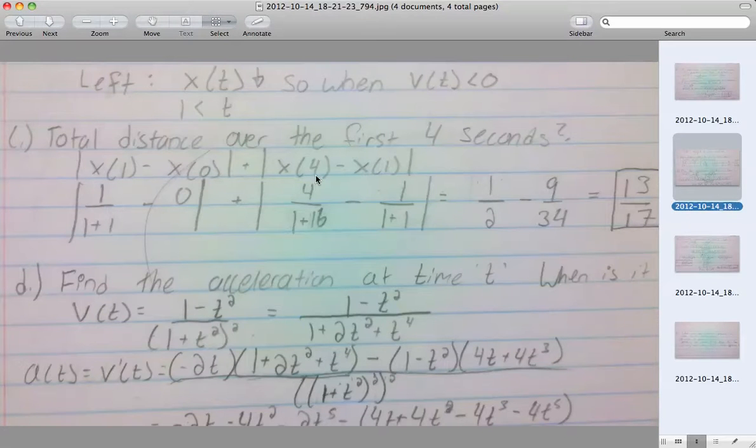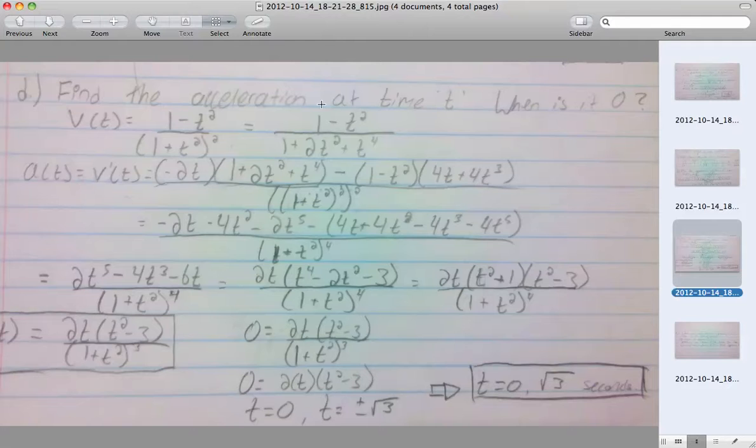So we're going to skip over the second part because that just asks what the velocity is and when it's moving left and right. So we go on to the total distance. The total distance over the first 4 seconds is the question, and we know that the absolute value of x of 1 minus x of 0, plus the absolute value of x of 4 minus x of 1, is equal to the total distance. So we know that 1 over 1 plus 1 minus 0, plus 4 over 1 plus 16 minus 1 over 1 plus 1, is equal to 1 over 2 plus 9 over 34, which is equal to 13 over 17. That's the total distance.